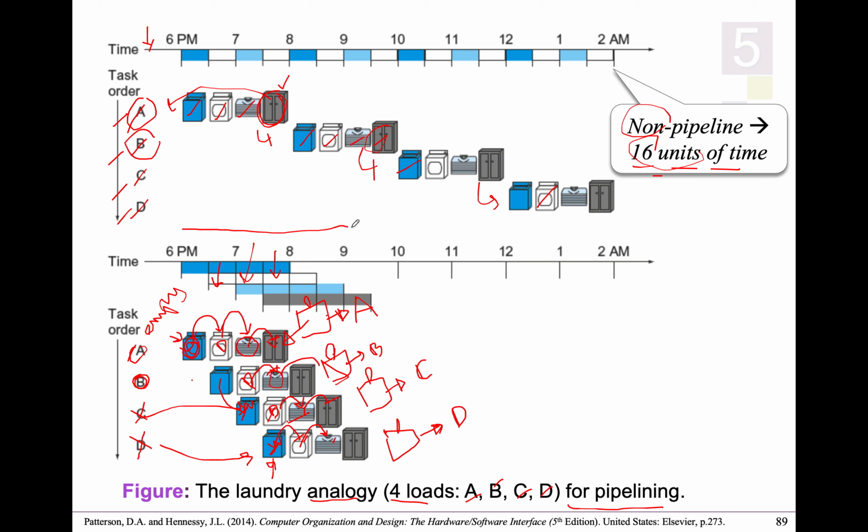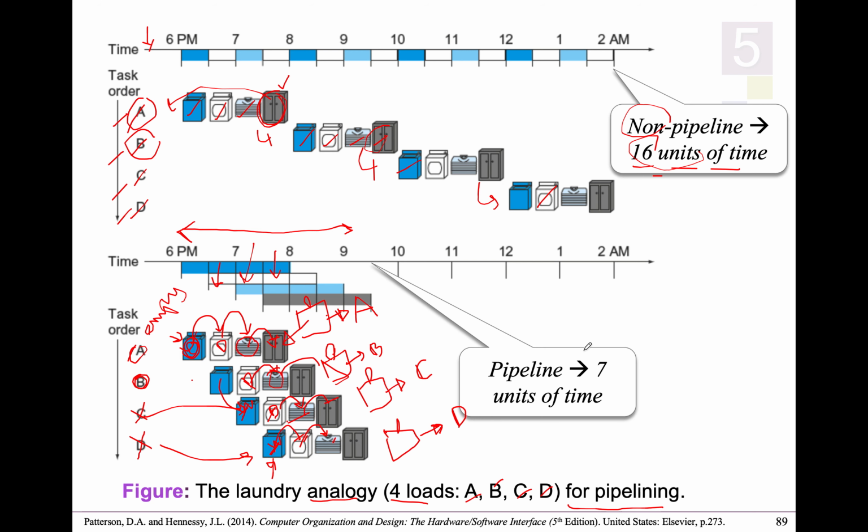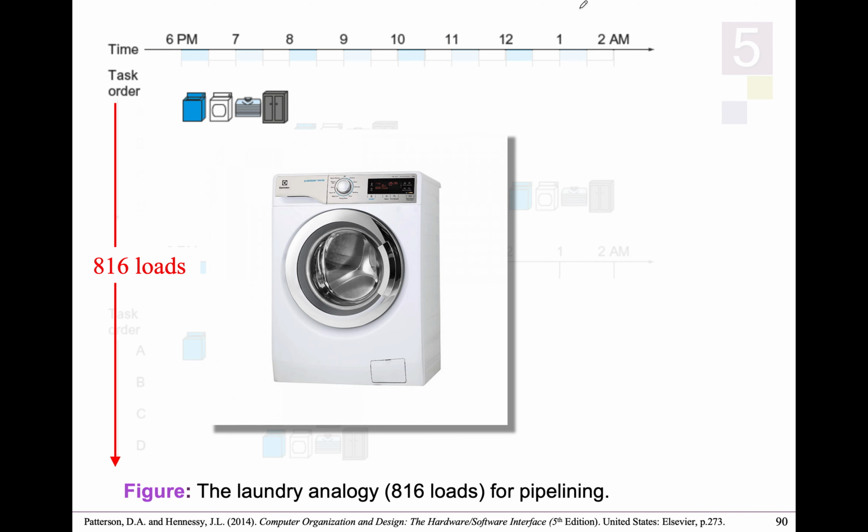How about the durations? How long does it take for you to finish if you are using the pipeline? Only 7 units of time. If compared to non-pipeline, you need about 16 units. It's more than 2 times longer than non-pipeline. Okay.